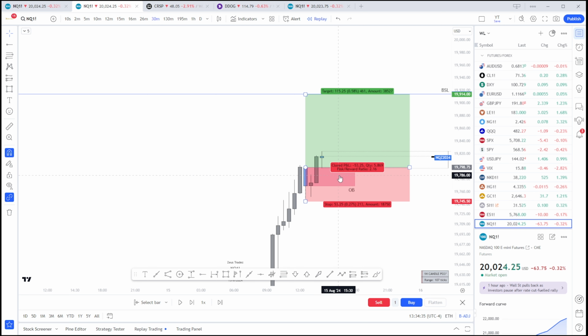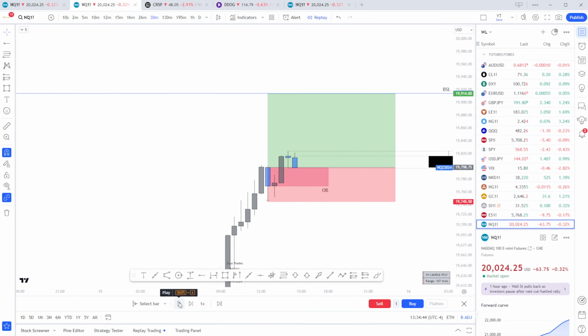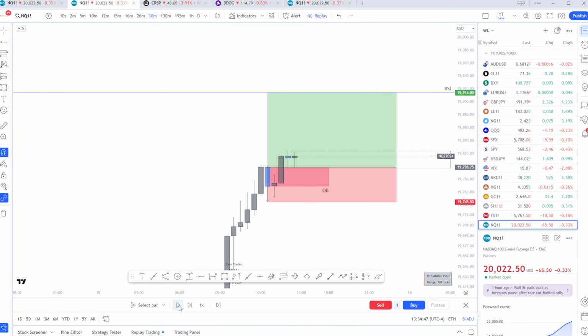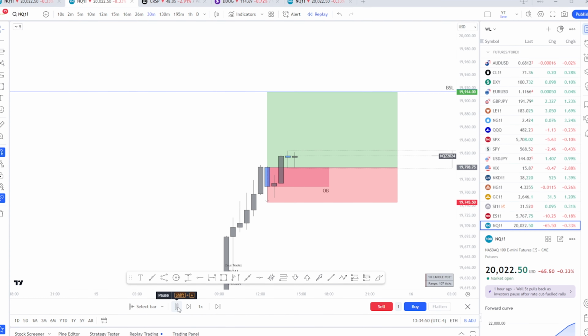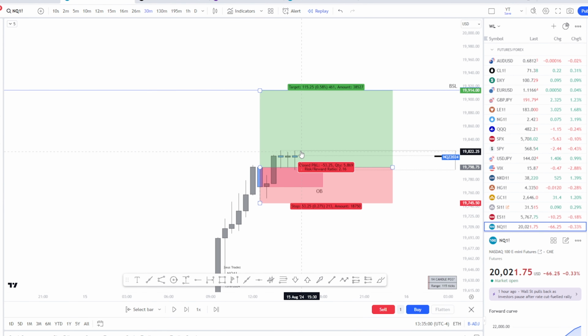Notice how we have a 2.16 risk to reward. That is an A+ setup. Anything over a 2-to-1, you want to execute that trade 100% of the time, because you only need a 34% win rate to be profitable if you're executing on 2-to-1 risk to reward trade setups. Now let's play this out.